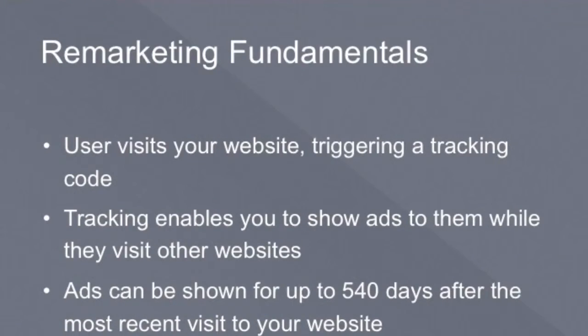Now, a couple of fundamentals, just to make sure we've all got this clear. So the user visits your website today, and that triggers a tracking code. That tracking code, which is a piece of code we're going to put on your website, enables you to show ads to them elsewhere on the internet, and you can do it for up to 540 days using Google AdWords. So 540 days, roughly a year and a half. That's a phenomenally long period to be able to show someone ads.